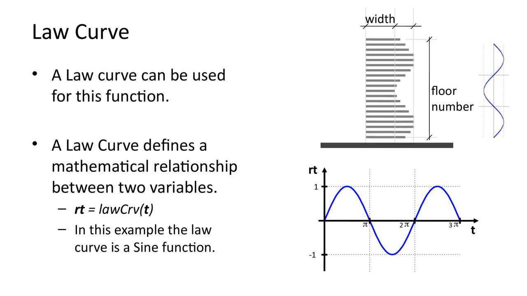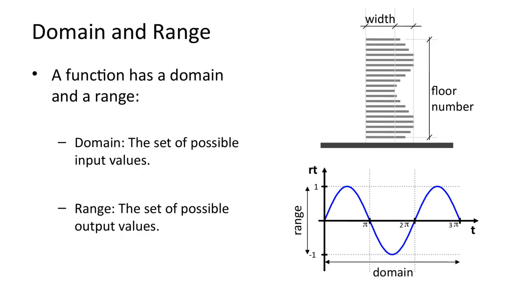If the relationship between the floor number and the width is a mathematical one, then a law curve could be used. In this case, we can see that the relationship is based on a sine curve. The input to the law curve is usually defined along the horizontal axis and is labeled t. The output of the law curve is usually defined along the vertical axis and is labeled rt. But the sine curve is infinitely long.